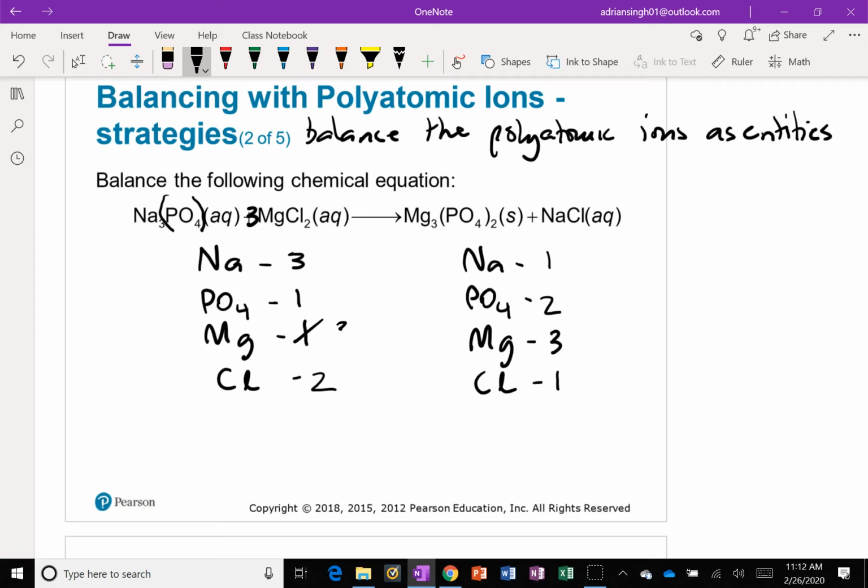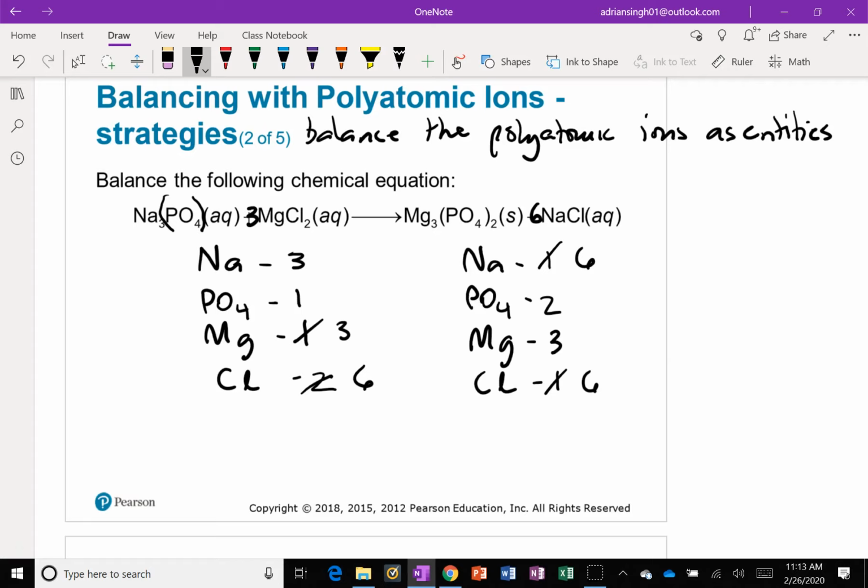So now we have 3 Mgs, and how many Cls do we have now? Chlorines. 6. So let's deal with the chlorines right away. 6 chlorines on the left. How do we make 6 chlorines on the right side? You put a 6 in front of the thing with the chlorine, right? Which is here. So now you've made 6 Cls. Now you've changed your sodiums to 6.